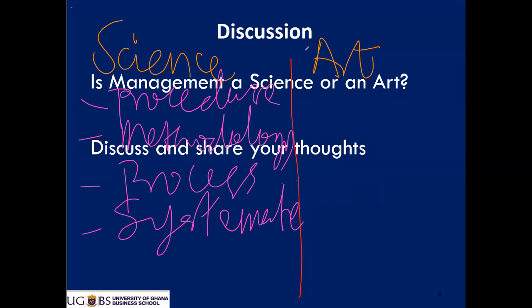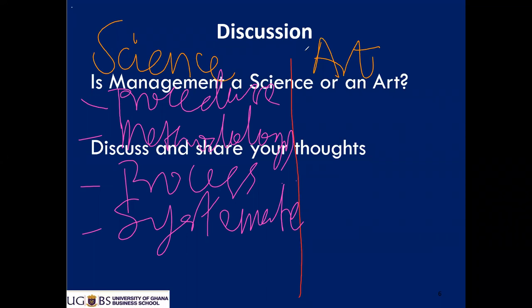So in that sense, management is also a science because management also follows a certain method, a certain process or procedure. For example, the POLC that we have discussed, the POLC is a process. The process starts with planning, and then we go to organizing, followed by leading and controlling. Those are the processes that managers follow so that managers can be sure of a certain outcome for the organization.